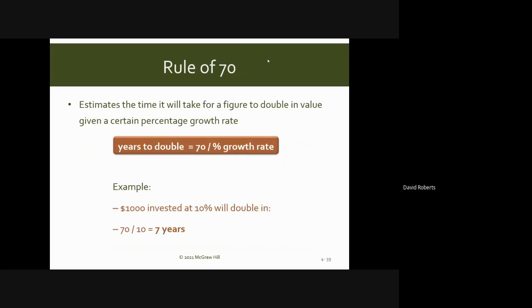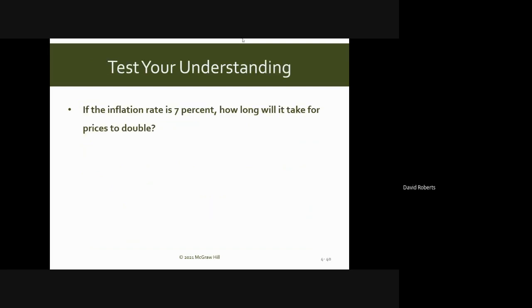There's a rule of 70, which tells you approximately how long it takes to double. So at 10%, it'll take 7 years. You simply take 70 divided by the interest rate. So if it was 12%, it'd take about 6 years. If it's 4%, it would take about 18 years for the money to double. So if inflation is 7%, it's going to take 10 years. Just 70 divided by the rate, and so it will double every 10 years.